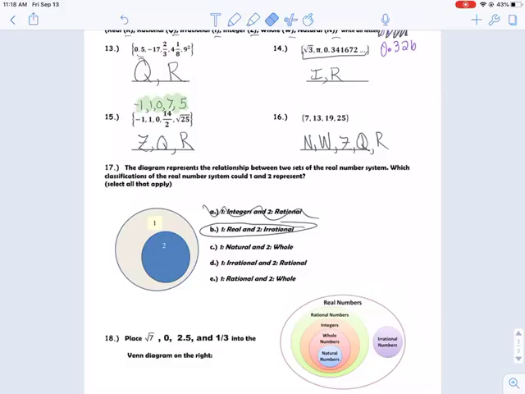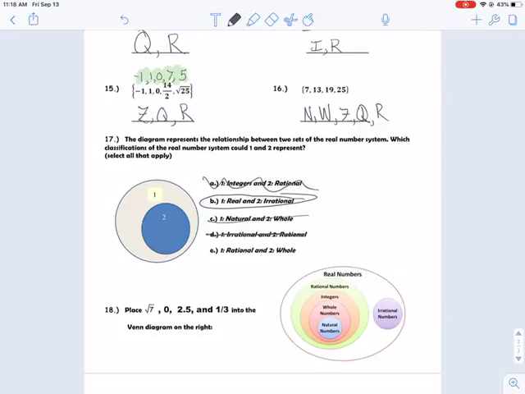Then this one says 1 is natural and 2 is whole. That means all whole numbers are natural. Not true. 0 is not a natural number. Irrational and rational, that's a no. There's nothing in common with those two. And the last one, rational and whole. All whole numbers are rational. That's true. So that one's very tricky, but you have to think: if it goes outward, it's always. Whole numbers are always rational. If it goes inward, it's sometimes.